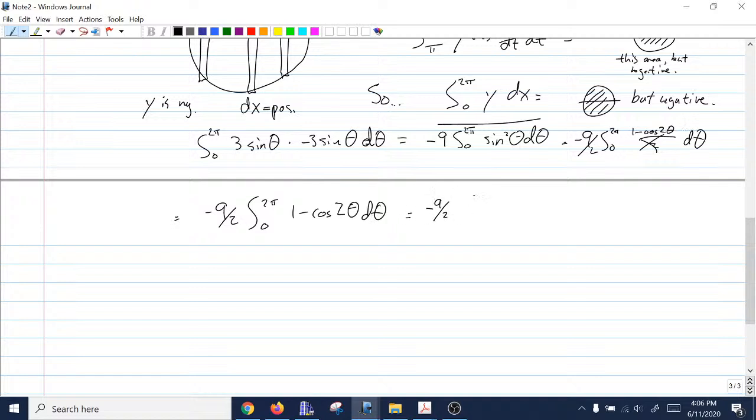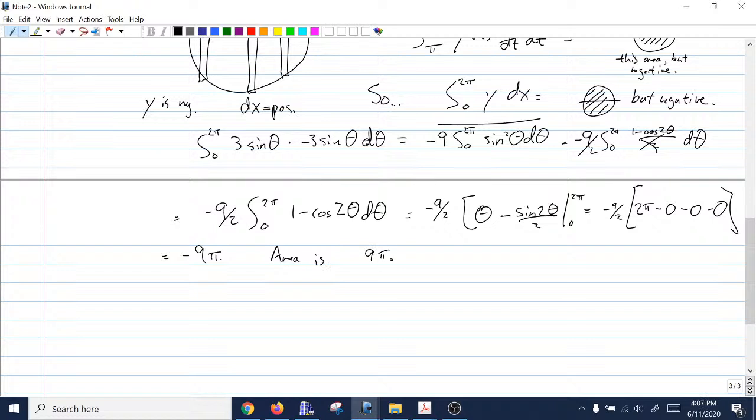It's negative 9 halves, integral of 1 is theta, integral of cosine 2 theta is sine 2 theta over 2. I want to evaluate that from 0 to 2 pi. I get negative 9 halves of 2 pi minus 0 minus 0 minus 0. So I get negative 9 pi. And the area of the circle is 9 pi, because I knew this was going to give me my negative answer.